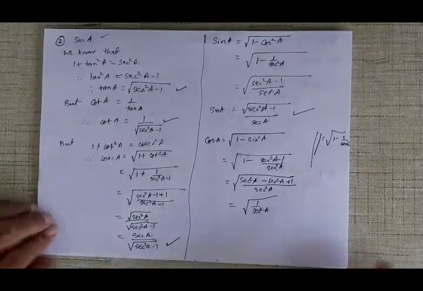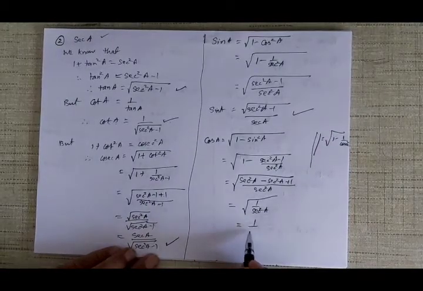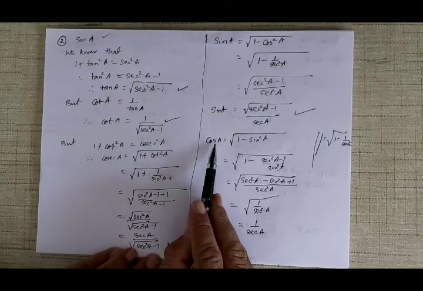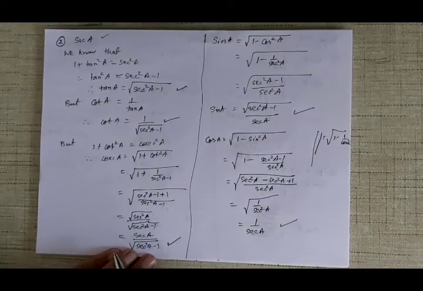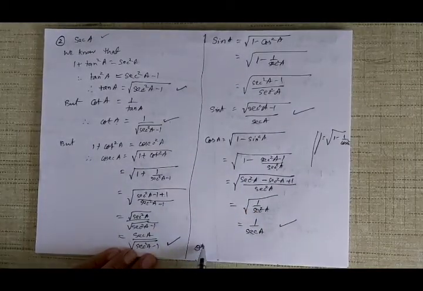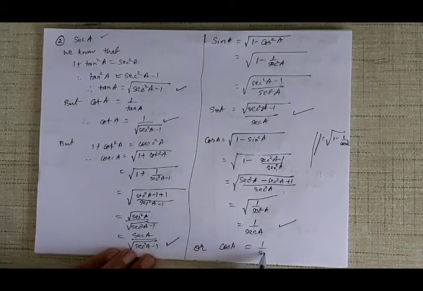1 upon sec square A. Square root of 1 is 1, and square root of sec square is sec, so you get 1 upon sec A. Now as it is, you can see cos is reciprocal of sec. So 1 upon sec A. Simple as that. You can see cos is reciprocal of sec, or you can start like this: cos is reciprocal of sec, so directly 1 upon sec A.